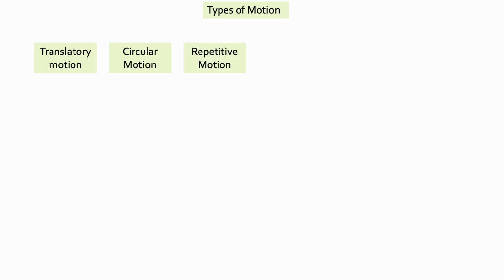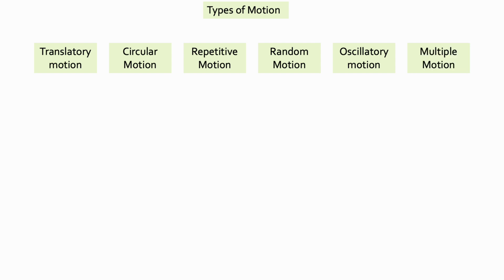Now that we know what motion is, let's look at its different types. There are 6 main types of motion. Translatory motion, when an object moves from one point to another. Circular motion, when an object moves in a circular path. Repetitive motion, motion that repeats over time. Then we have random motion, unpredictable motion with no fixed pattern. Then oscillatory motion, back and forth motion around a fixed point. Then multiple motion, a combination of 2 or more types of motion.